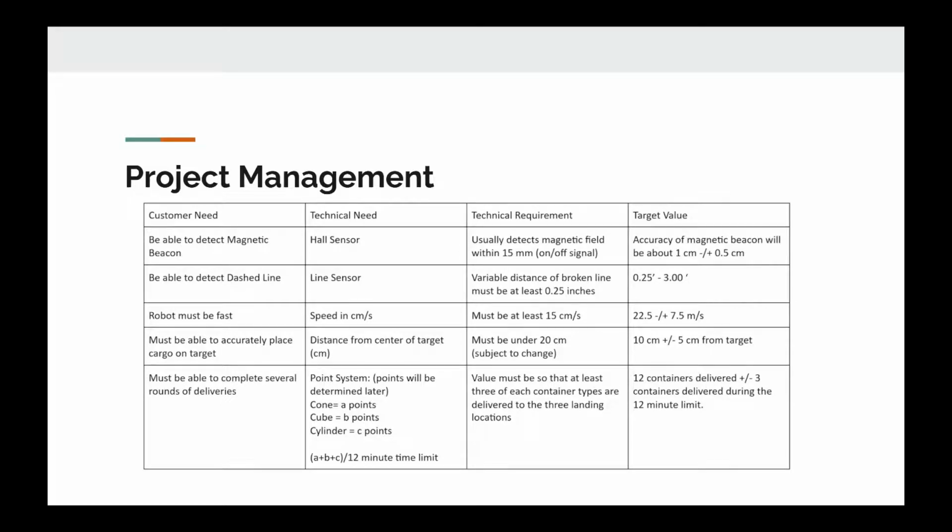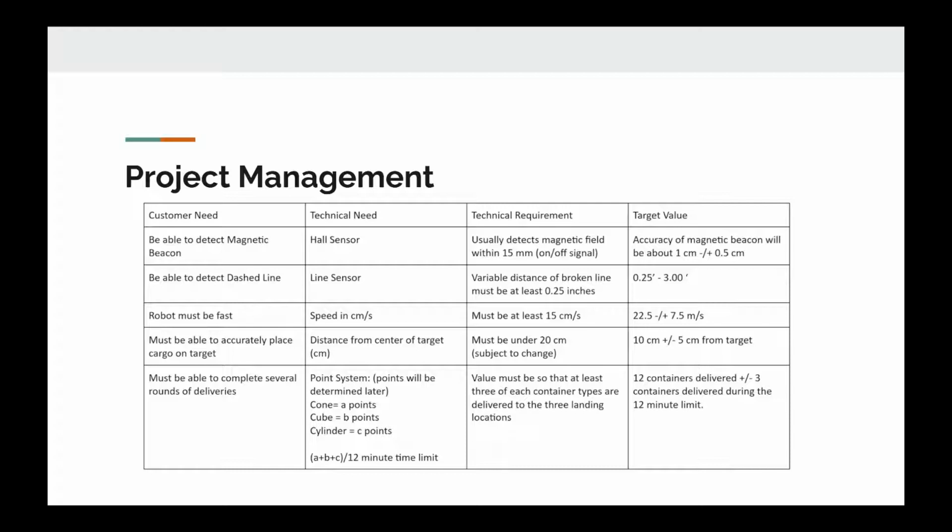Project management. This project, because again, it's our most extensive project to date, we wanted to make sure our timeline was very good. We were able to balance our customer needs versus our own needs. So we made a list of customer needs, which included being able to detect the magnet beacon, being able to detect the dashed line, the robot must be fast enough, so speed maintenance, the robot must be able to accurately place cargo on target, and the robot must be able to complete several rounds of deliveries. These customer needs were all gotten from the Project 3 resources on Brightspace.